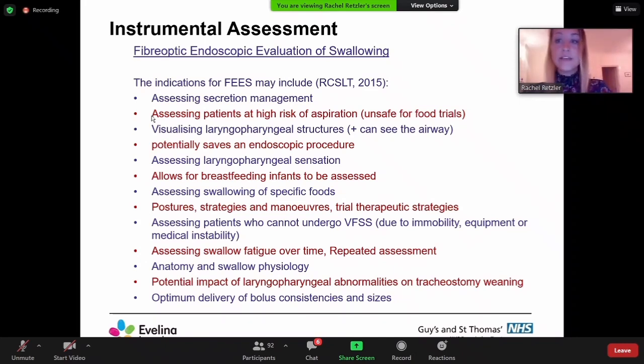At Evelina, we do not currently have a FEES service, but we are hoping to build a case for the service in the future.